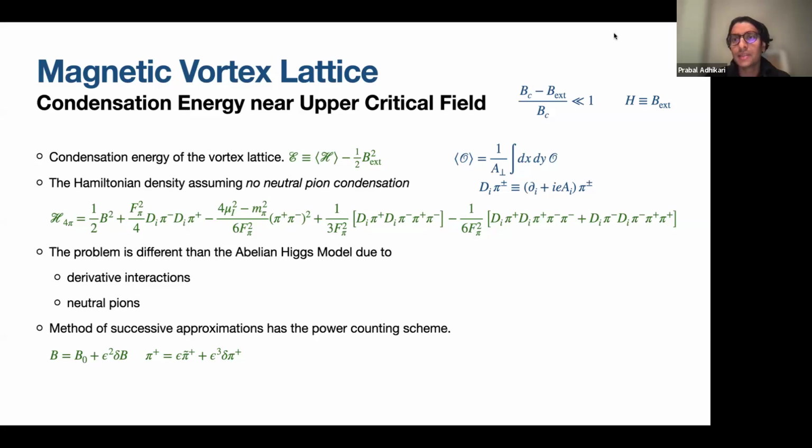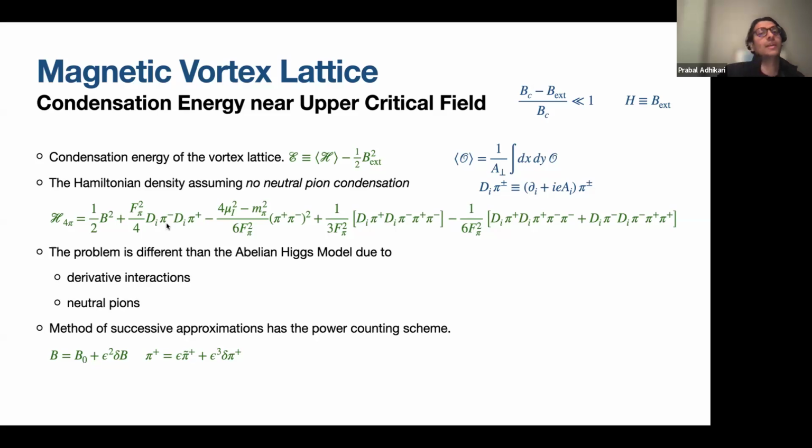The condition is that you want the external field to be very close to the upper critical field. That ensures that the size of the pion condensate is really tiny, which allows for a perturbative analysis to be valid. The challenge is that, unlike the standard abelian Higgs model calculation, in this theory there are neutral pions, which may condense. So one has to be careful about not completely ignoring that effect. But for convenience, I'll assume for now that there's no neutral pion condensation.